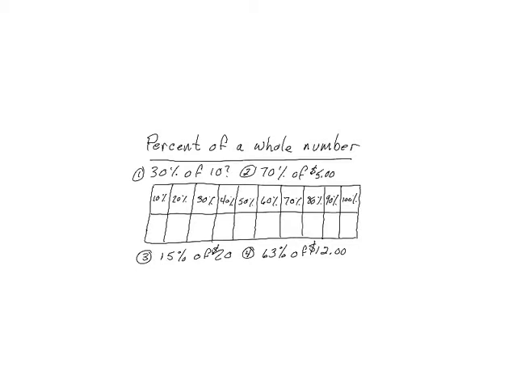Alright, in this video I'm going to try to explain how to get the percent of a whole number. We've got four practice questions here. Number one, 30% of $10. Number two is 70% of $5. Number three is 15% of $20. And number four is 63% of $12.